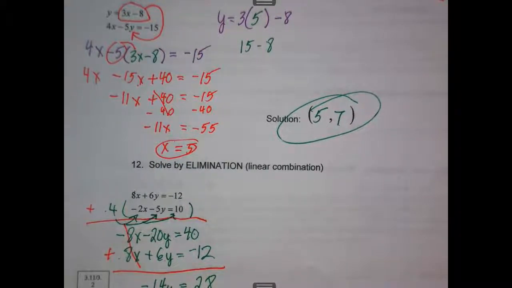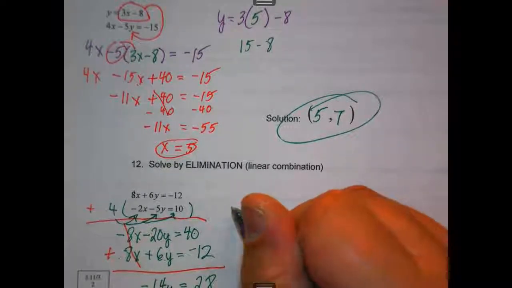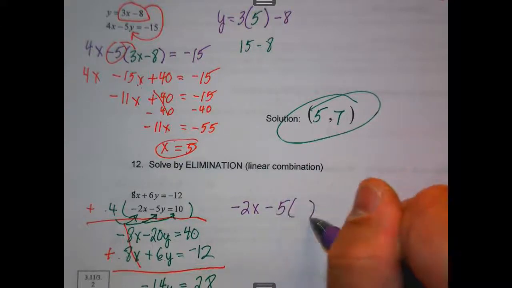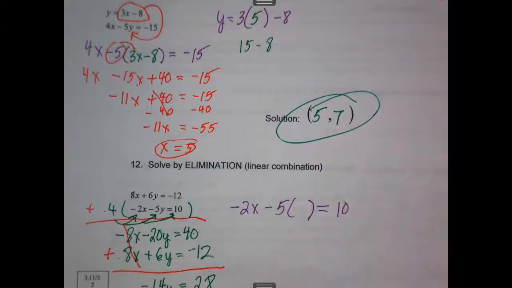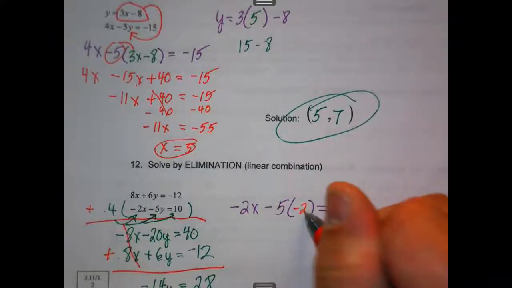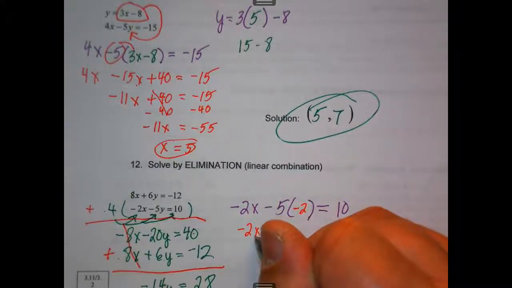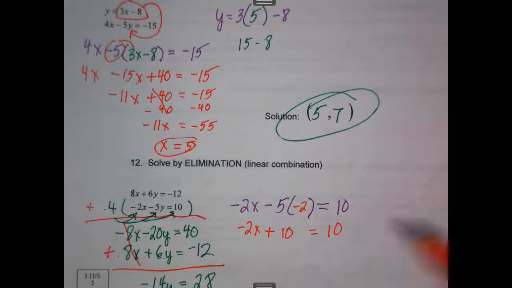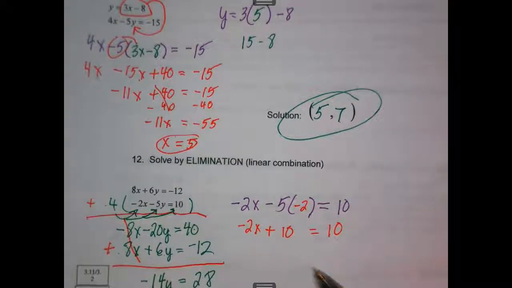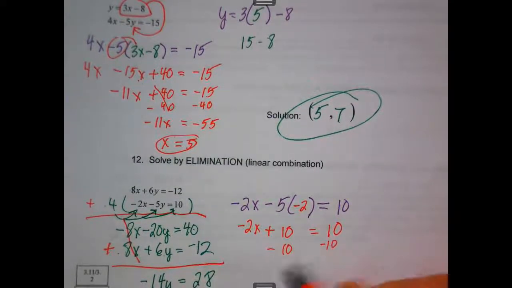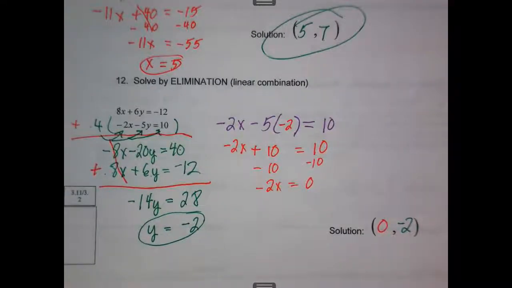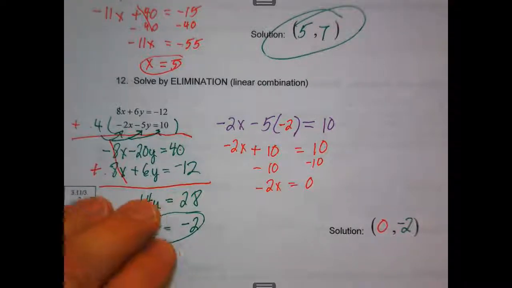Okay, pick one. Bottom. Going to substitute in y. My y is negative 2. We have negative 2x plus 10 equals 10. What's x? Questions, comments, concerns? Okay, I'm going to have to kind of rush through these.